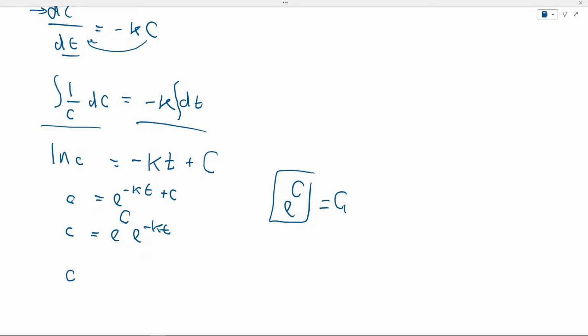So the concentration is equal to, because this is a constant. A constant could be anything, yeah? The constant is 1, E negative KT, yeah?